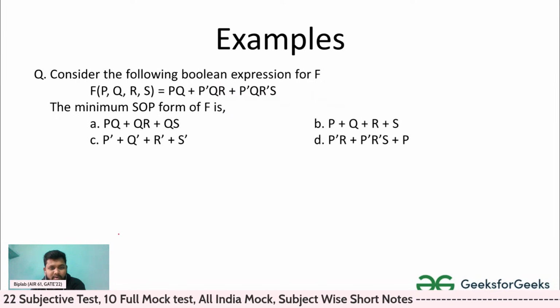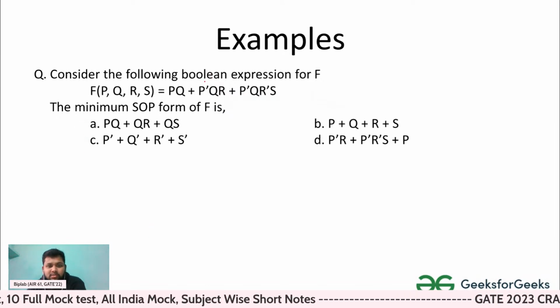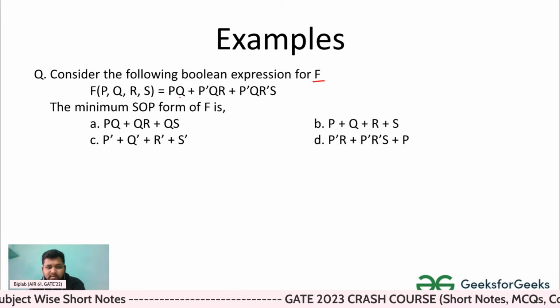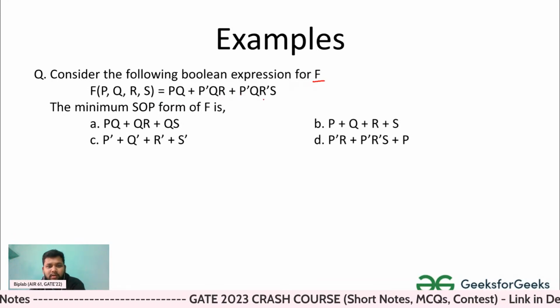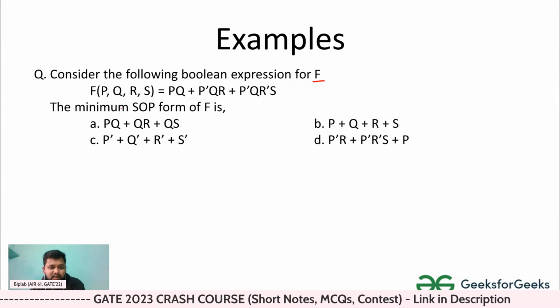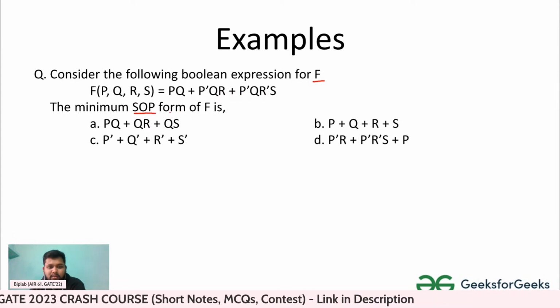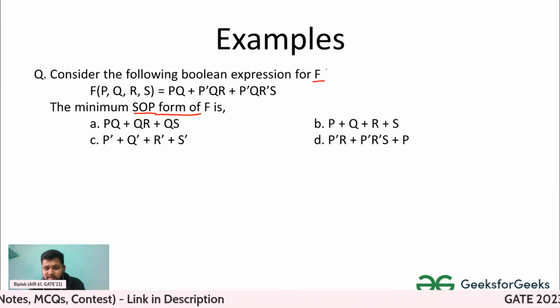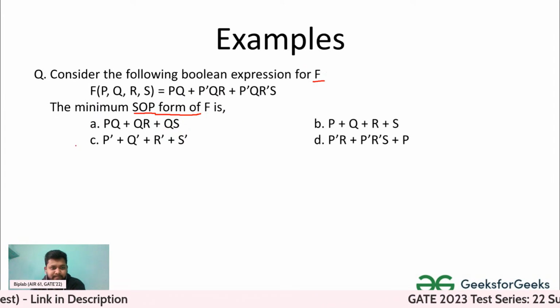So let's come to this. You are given a Boolean expression for f, which is equal to pq plus p bar qr plus p bar qr bar s. The minimum SOP form of f is which one? This is, I think, a previous year GATE question.